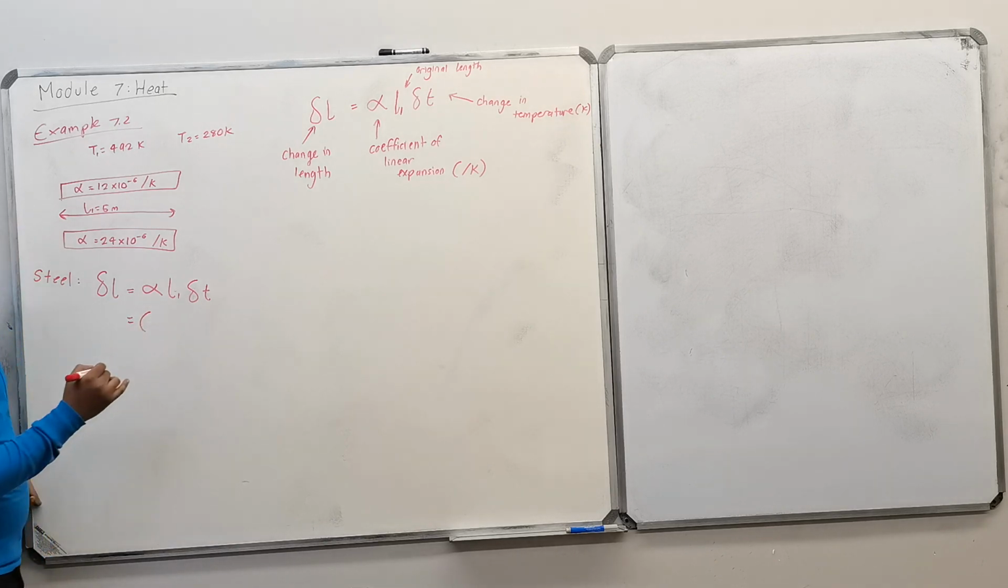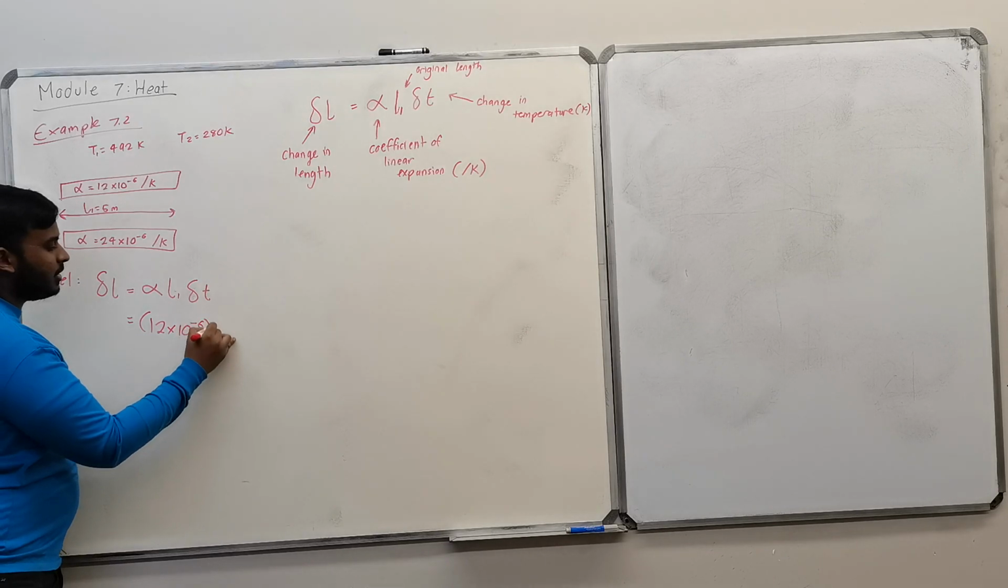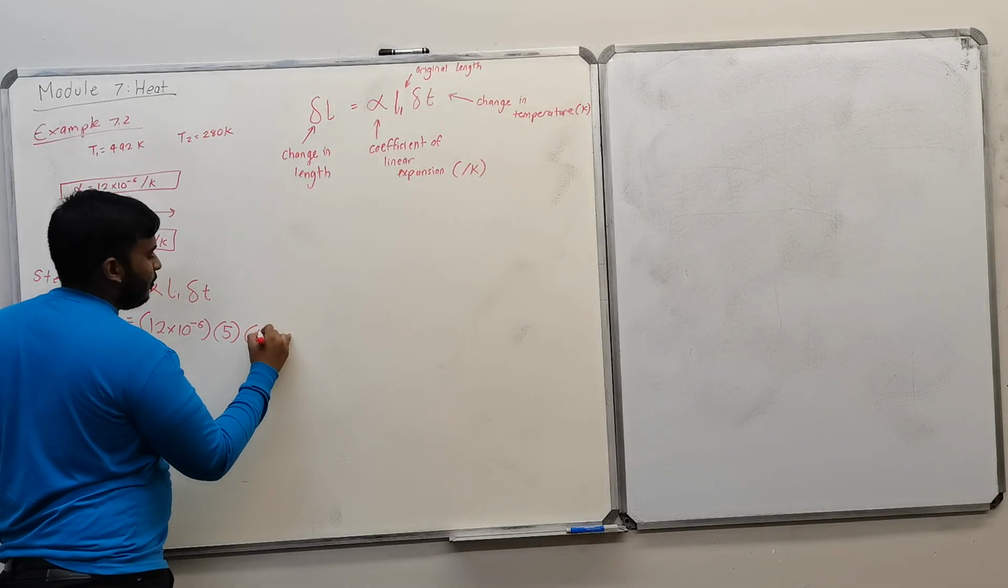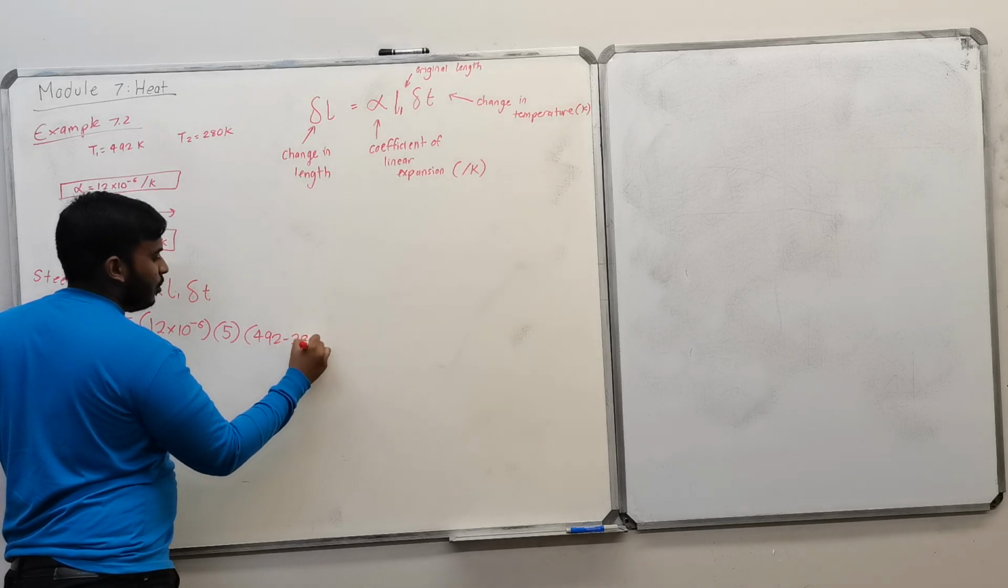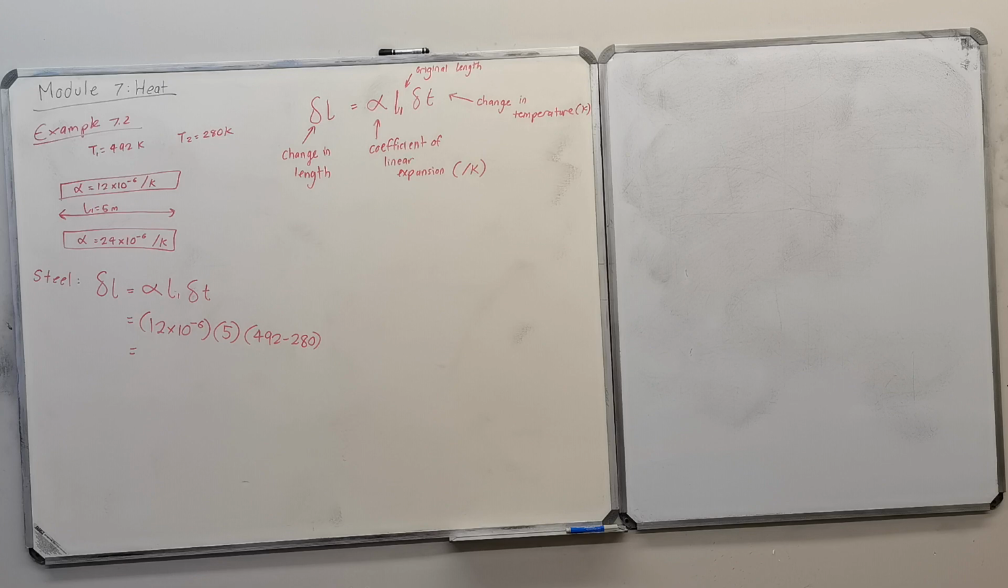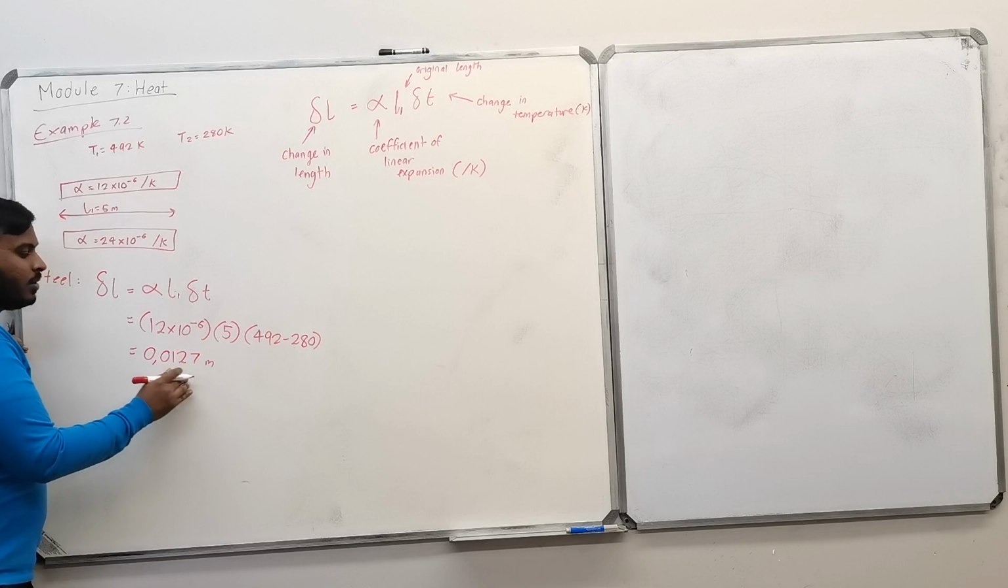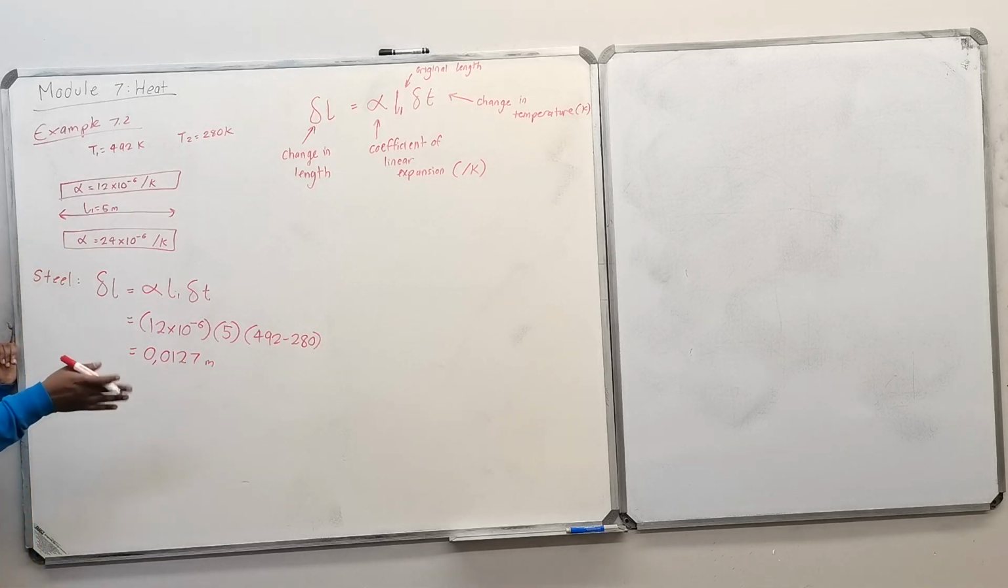This here is, for steel, 12 times 10 to the minus 6, times your length, which was 5, and your change in temperature would be 492 minus 280. And you get an answer of 0.0127. This was the change in length. Right? They want to know the length at the new temperature, so that will be your final length.